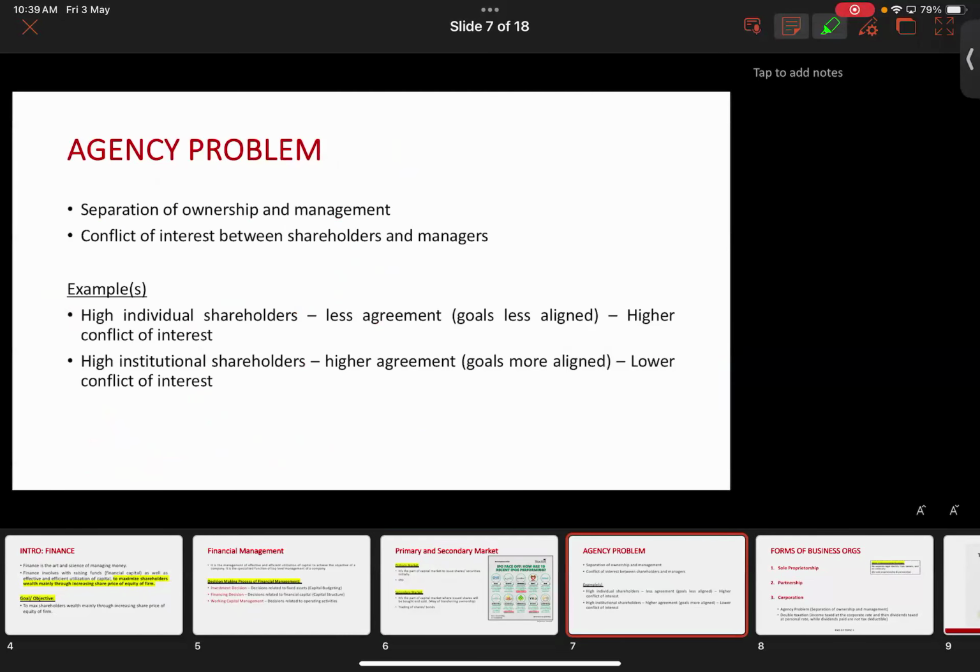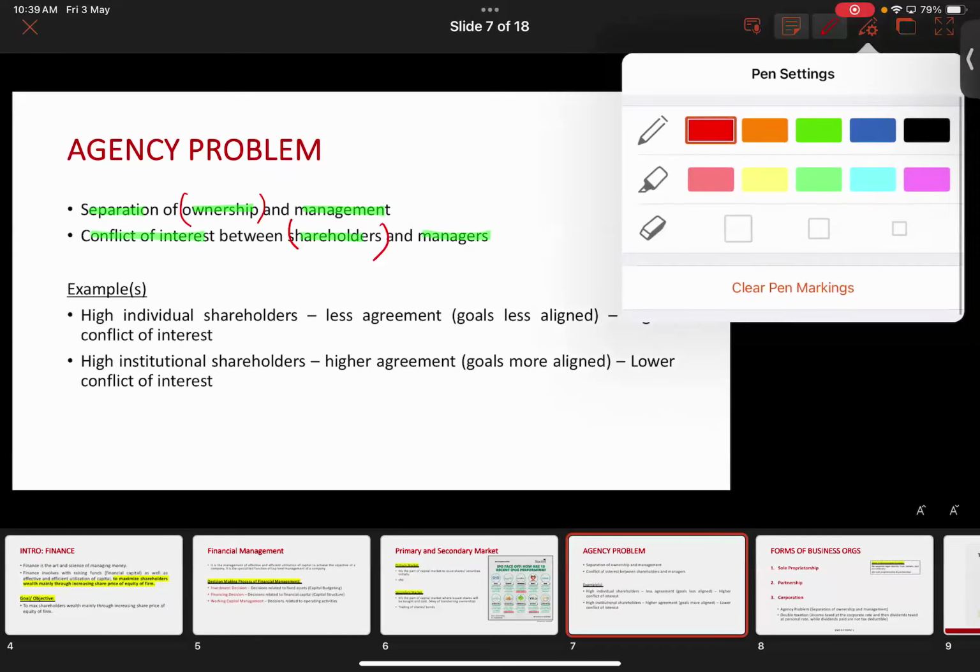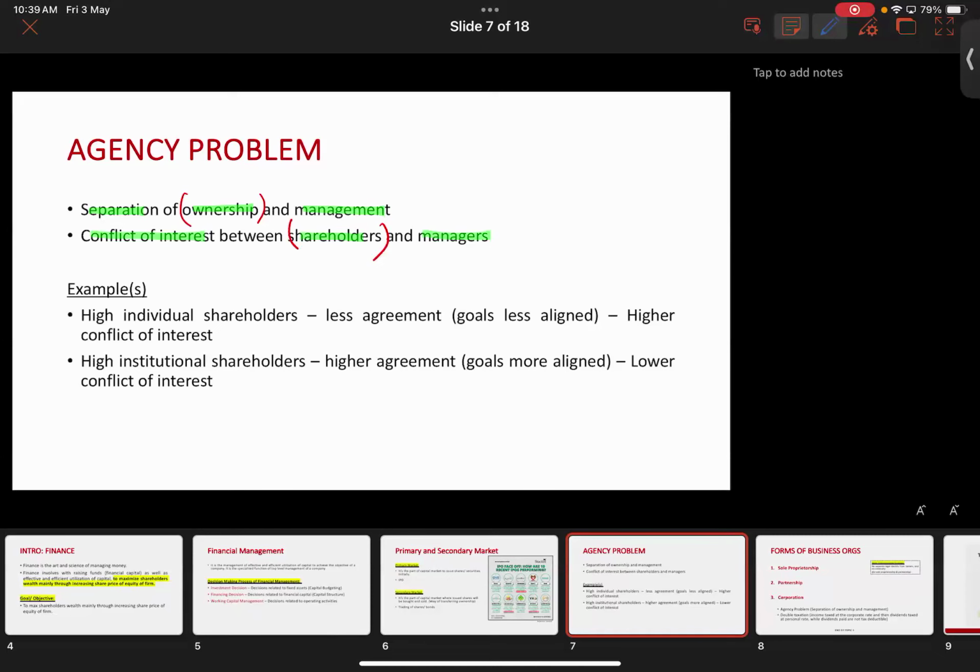Now, moving on to the next one, which is about the agency problem. It's a concept about the separation of ownership and management. That means the people who own the business and the people who manage and run the business are two different people. So there will be a conflict of interest between the shareholders and managers. Why? Because the people who own the business are shareholders. Shareholders pump money into the business and they own the business. But who manages the business? They are managers.